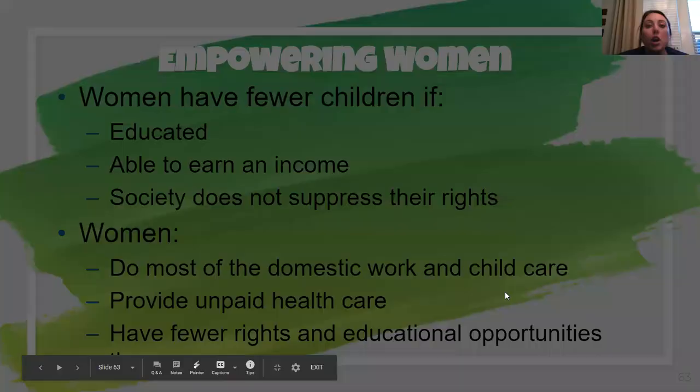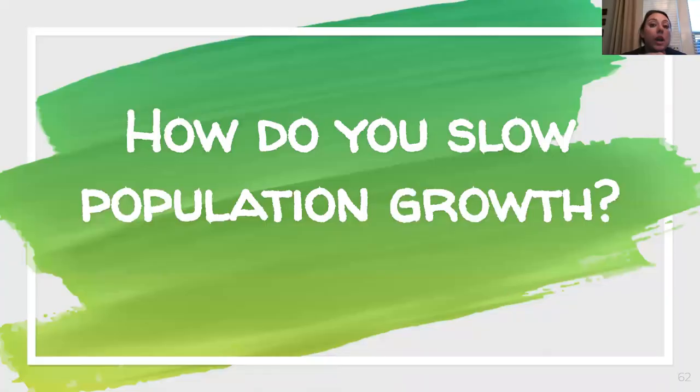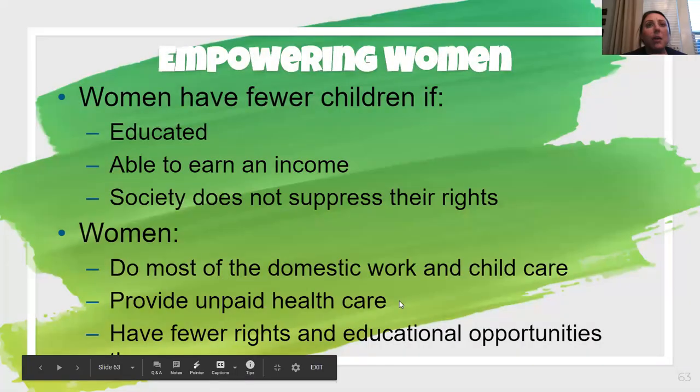Okay, so we want our population to be slow growing or stable. So, how do we get there? We don't want it to be increasing and we don't want it to be negative. We want it to be like Goldilocks, just right. So, how do we get there? Well, there's a couple of ways. We need to empower women.